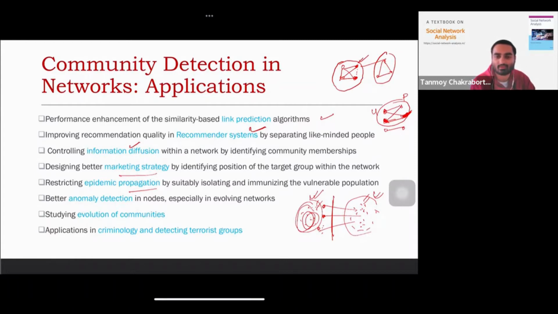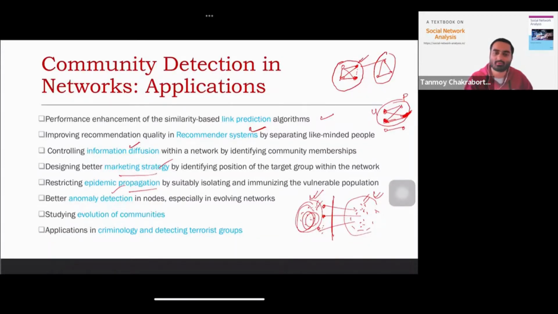So what you can do is target specific groups. For example, you target teenagers, because the product that you want to sell is targeted towards teenagers. You can then look at communities which might represent colleges, schools or universities, and then you go there and advertise. So this context is very important. Knowing the community structure is also important to detect anomalous nodes.